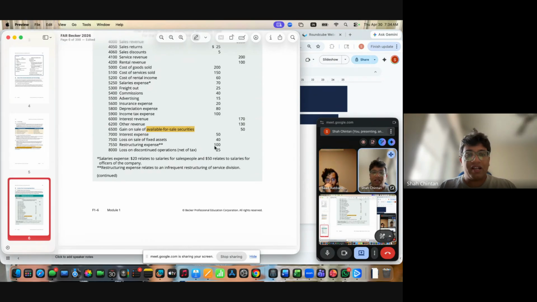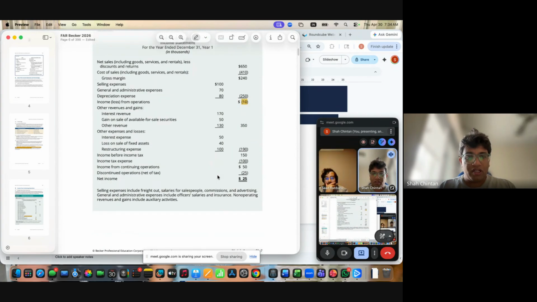Restructuring expenses is again unusual expenses. And then you have a loss on discontinuing operation. इसको भी एक बार के लिए ignore करते हैं. So let's come down to a solution again.